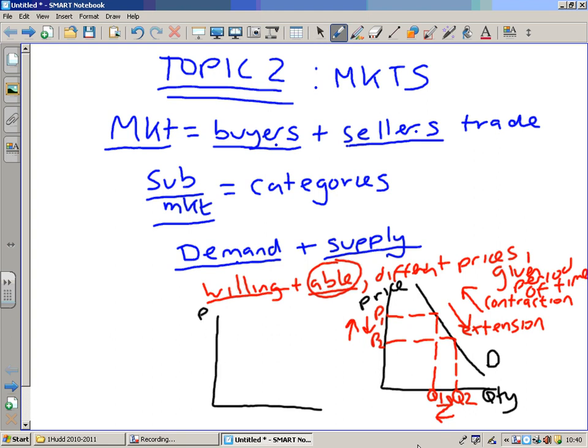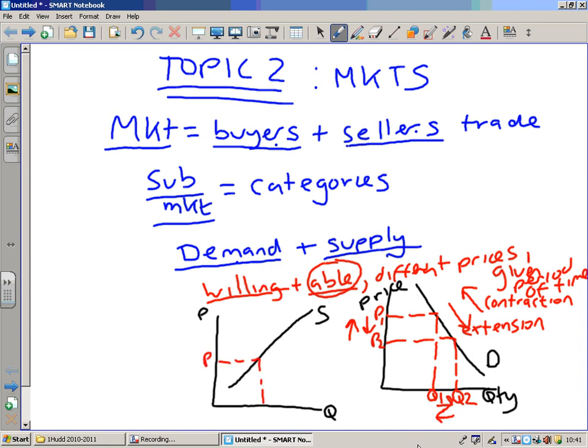Let's very quickly look at a supply diagram. Again, we have price and quantity on the axes. This time though, supply is upward sloping. This time we have a positive relationship between price and quantity. Let's think about why that is. As the price increases, the potential to make profit increases. That will mean that businesses are now more willing and able to supply a product.